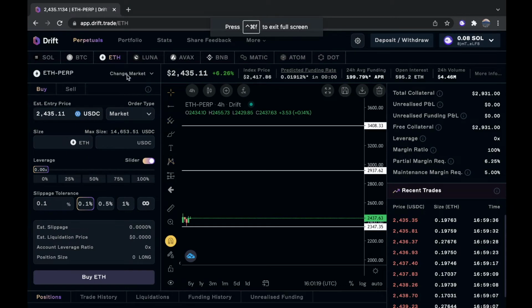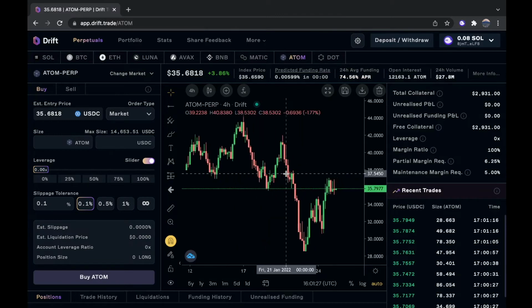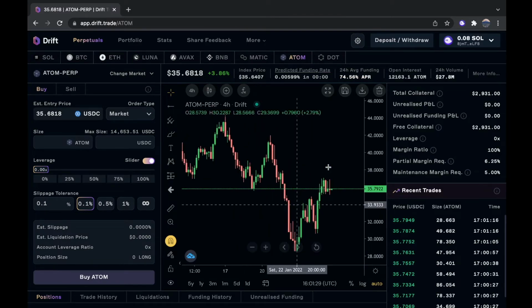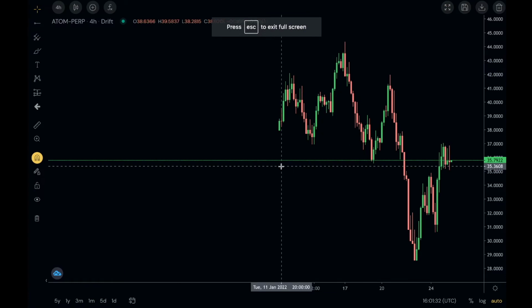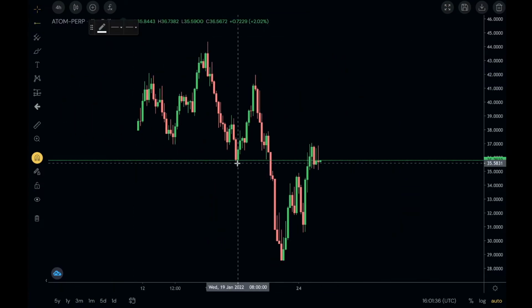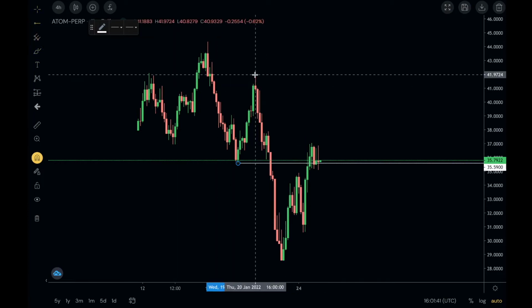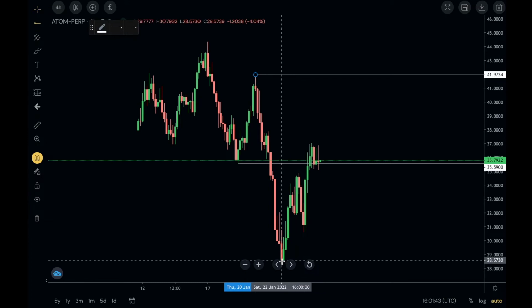What else is there? Let's look at Atom. Atom is interesting because it has a completely different market structure than the other guys. Right. So Atom, you see a complete shift already happening.